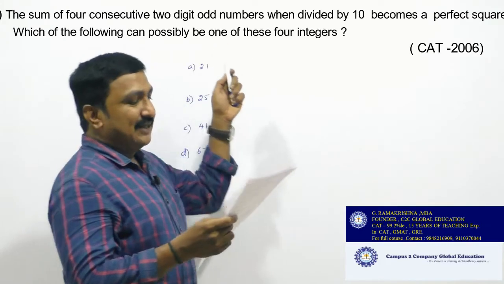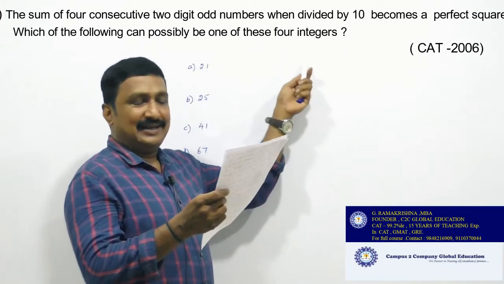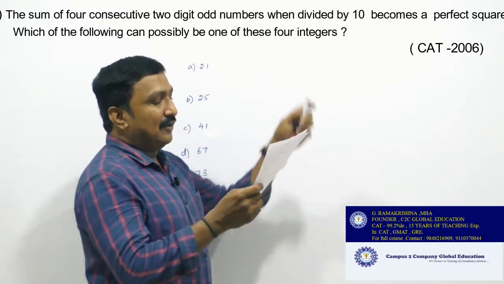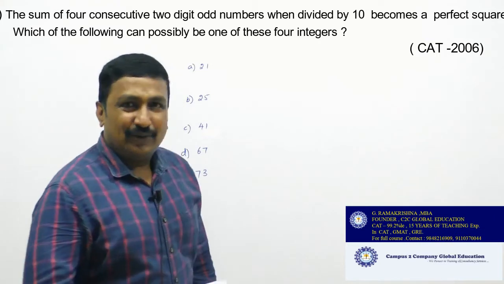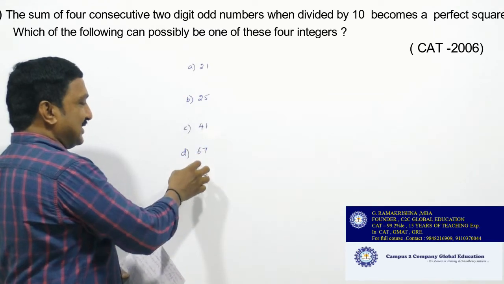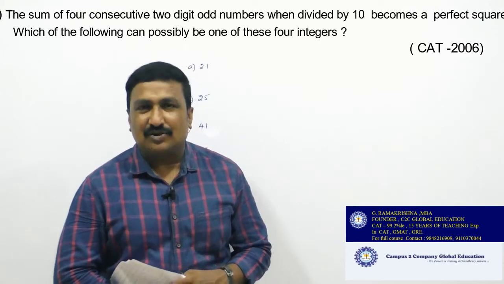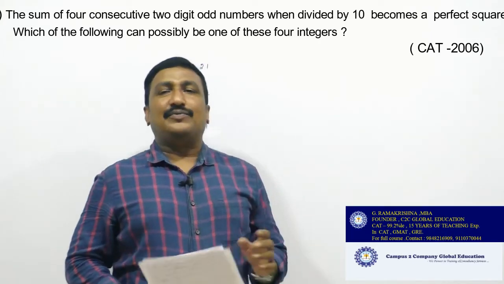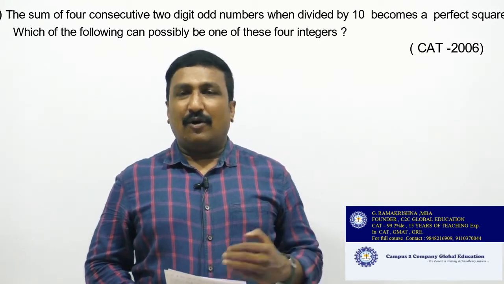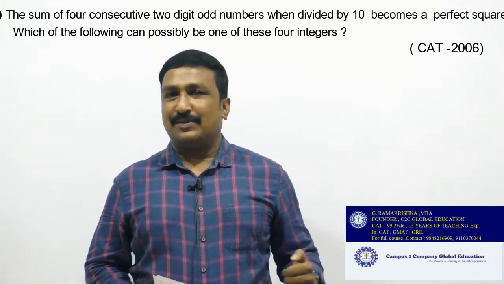So the question is, the sum of 4 consecutive 2-digit odd numbers when divided by 10, the result is a perfect square. Which of the following can be possible one of these 4 integers? Right friends? So they gave options also: 21, 25, 41, 67, 73. So friends, whenever you are writing some competitive exams or entrance exams, 50 to 60% of questions we can solve by using the back substitution method, or from options also we can solve it. Remaining questions we can solve by the systematic method.